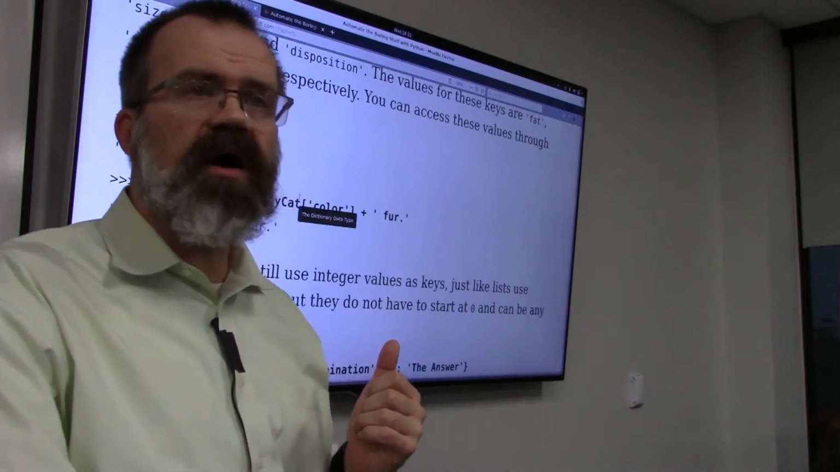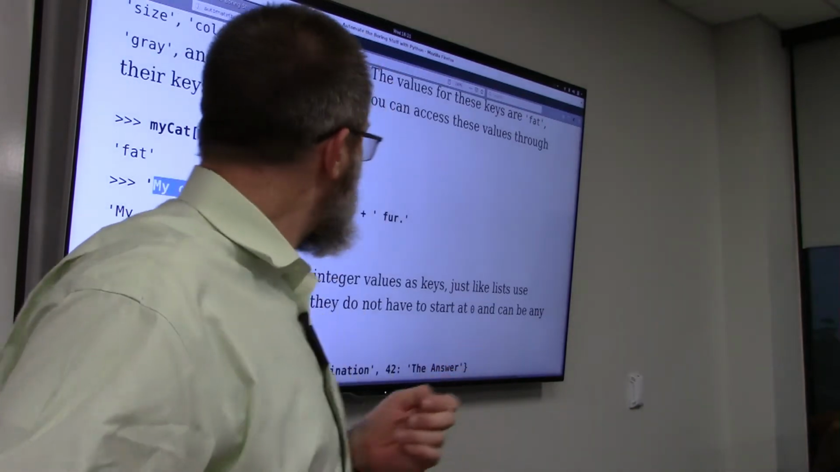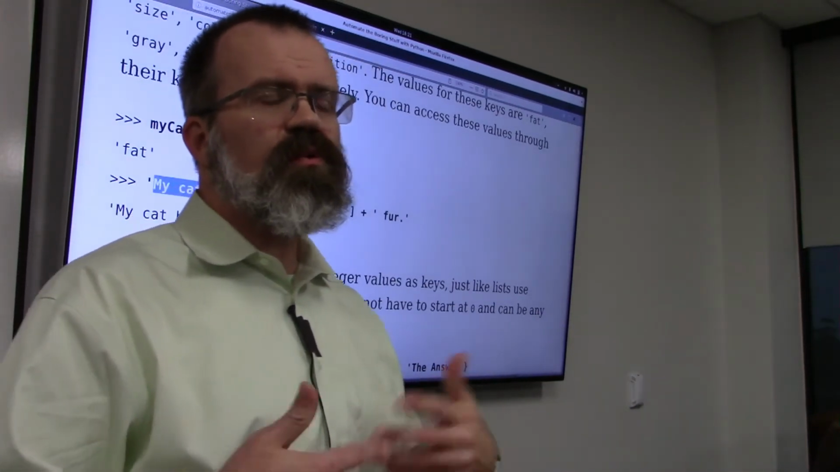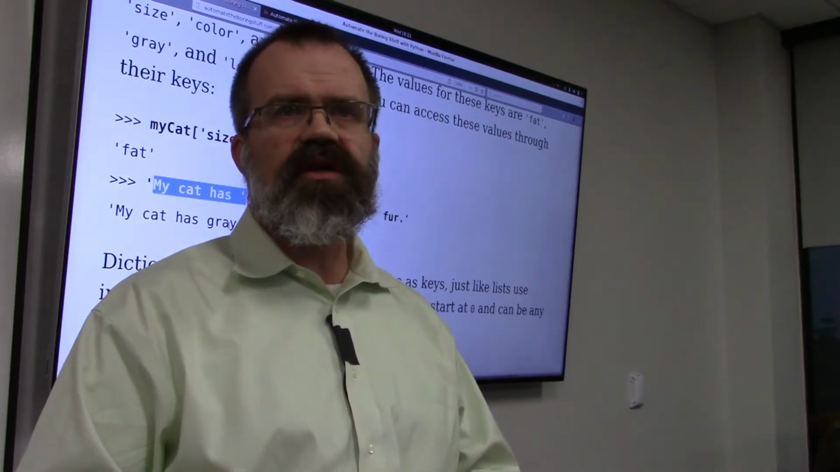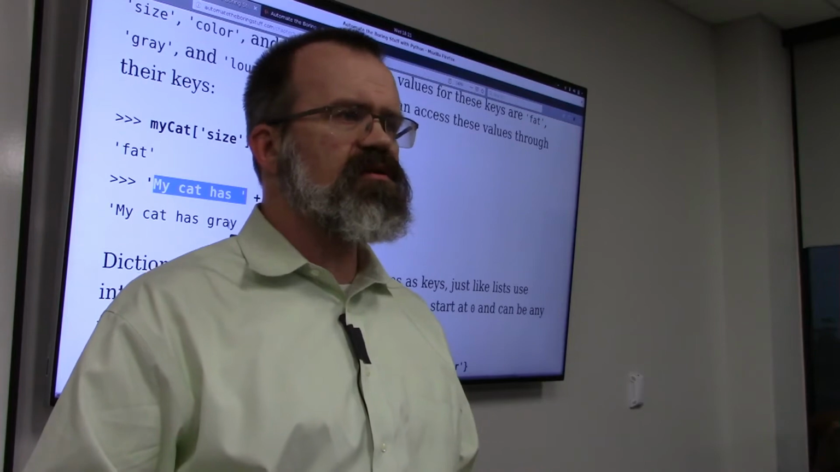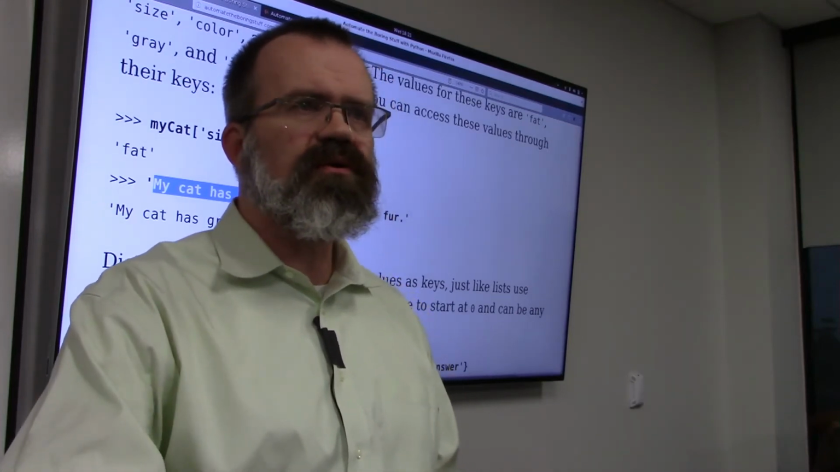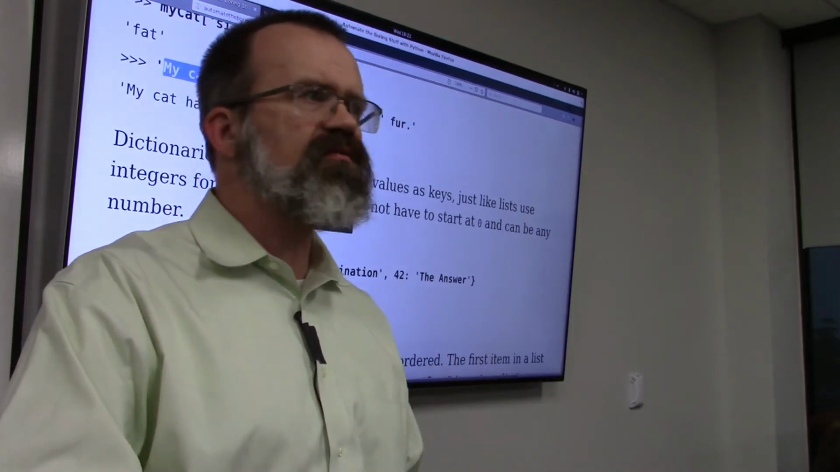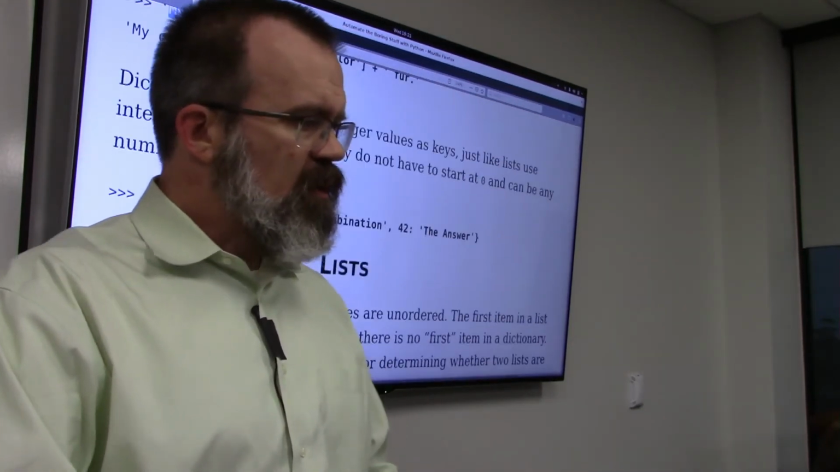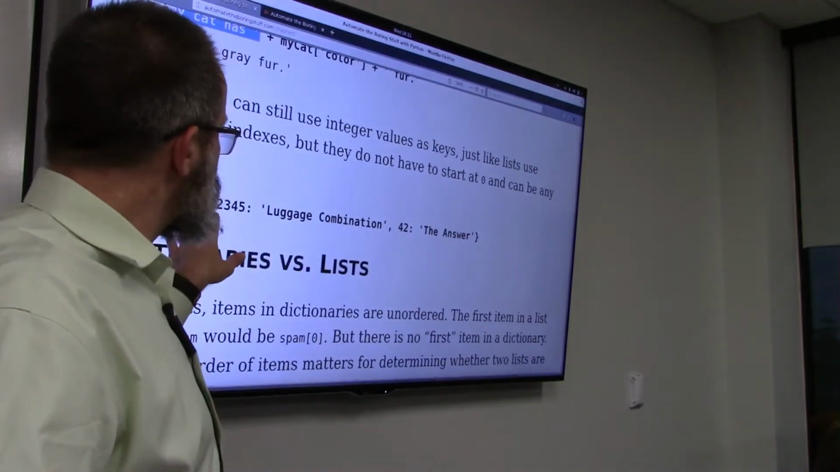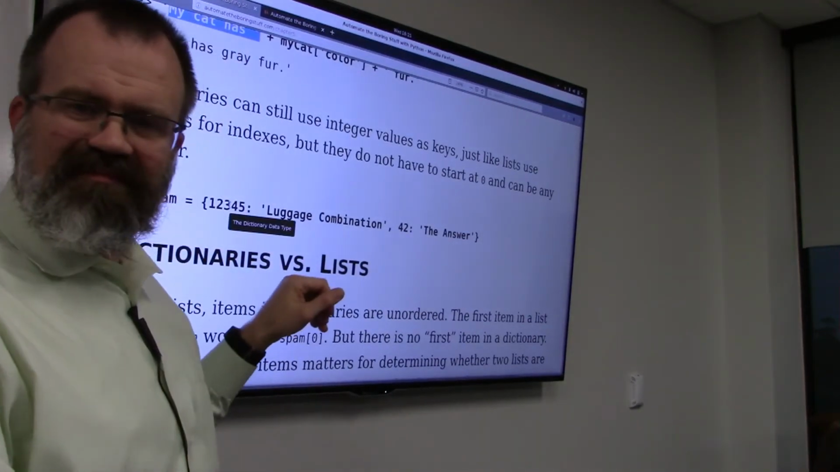Color out of my cat dictionary in order to get that my cat has gray fur. So this is the way that you typically use a dictionary. You typically use its key to get the value that's associated with the key, and this allows you to organize your data with a little bit more than just a list of items. Okay, so here we have a dictionary to get the value that's associated with the key.